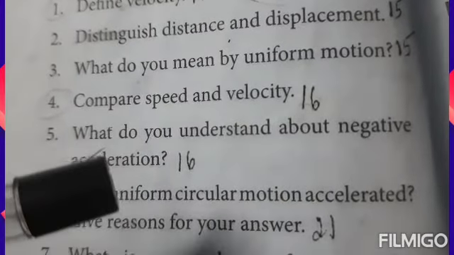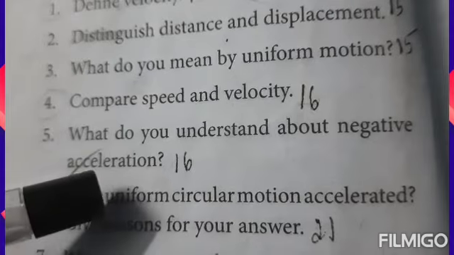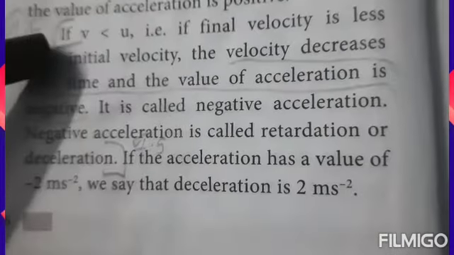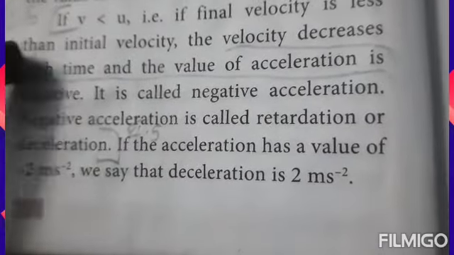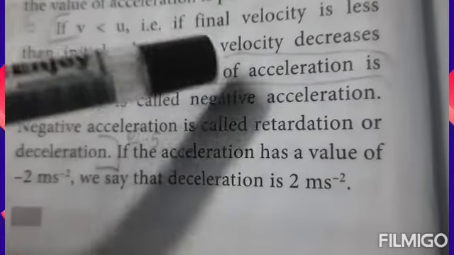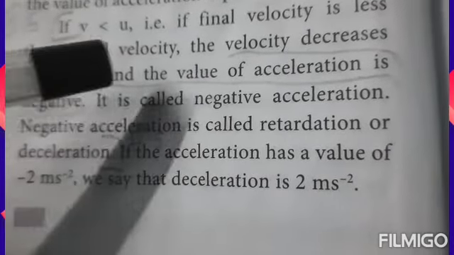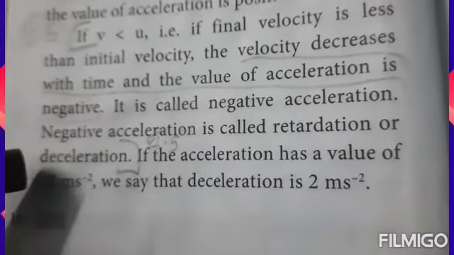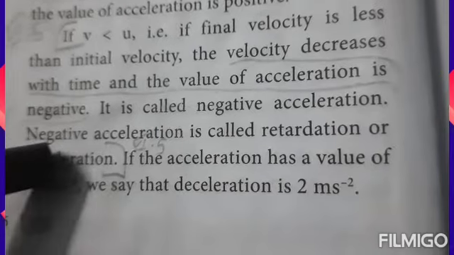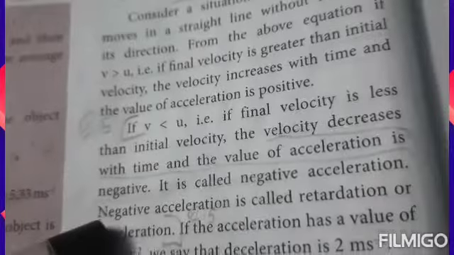Fifth question: what do you understand about negative acceleration? Page number 16. If v is less than u, that is, the final velocity is less than the initial velocity, the velocity decreases with time and the value of acceleration is negative. It is called negative acceleration. Negative acceleration is also called retardation or deceleration.